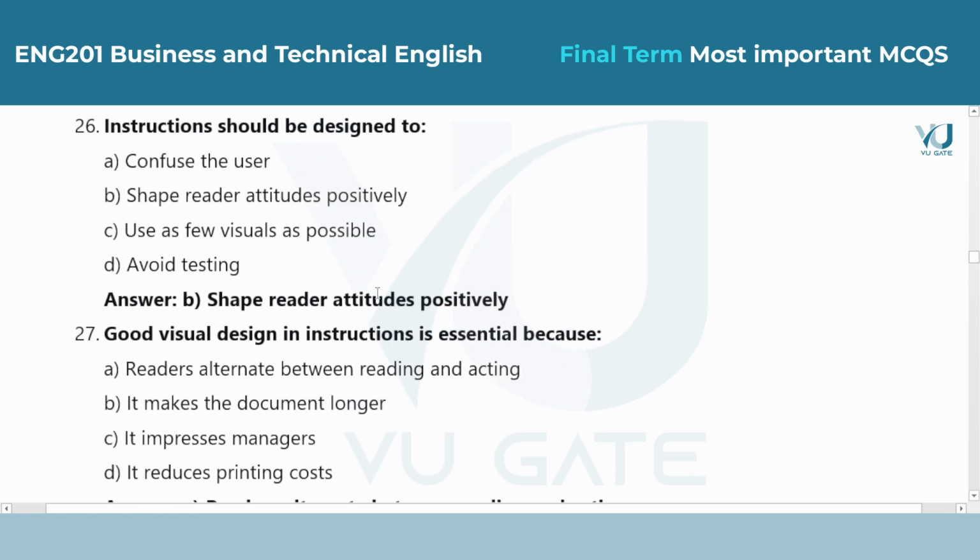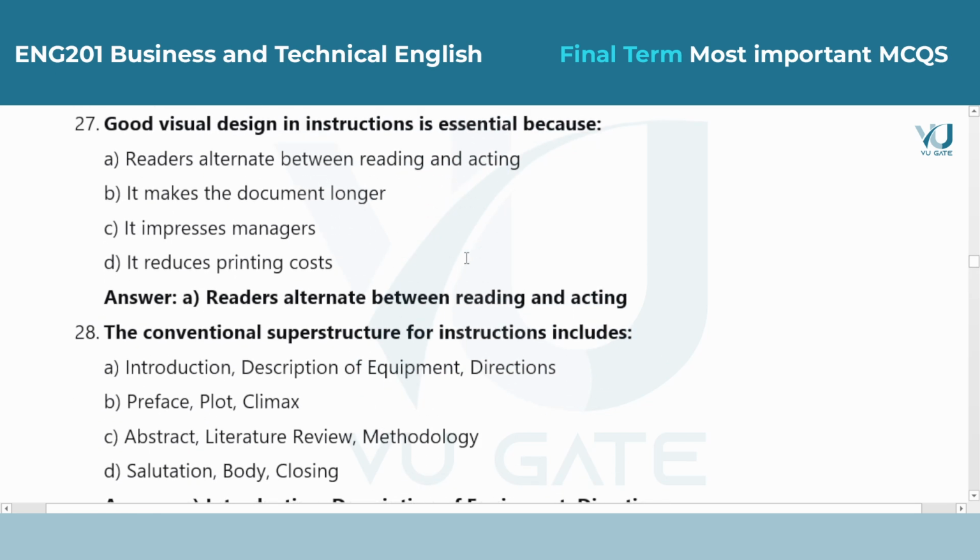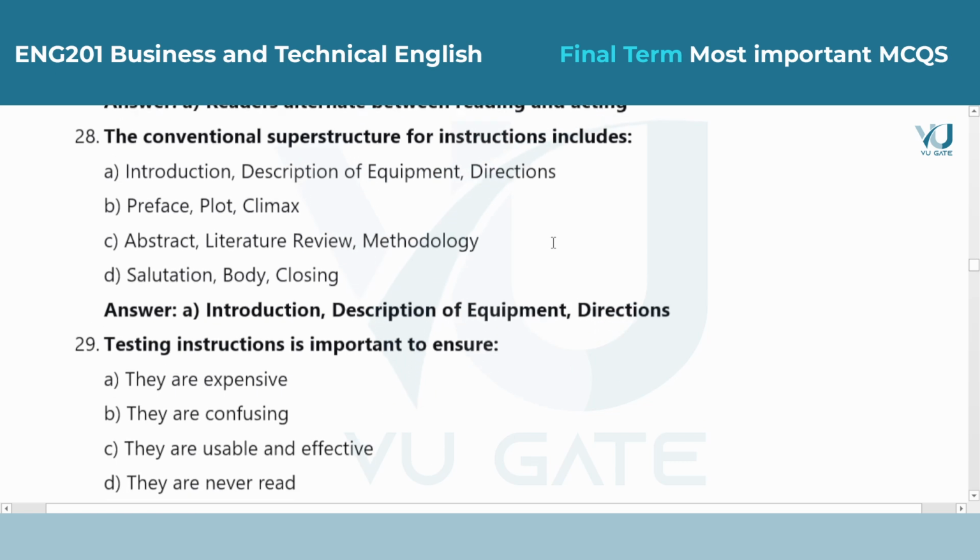26. Question. Instructions should be designed to answer. B. Shape reader attitudes positively. Concept. Well-designed instructions build user confidence and reduce frustration, leading to a better product experience. 27. Question. Good visual design and instructions is essential because answer. A. Readers alternate between reading and acting. Concept. Users usually read one step, perform it, and then look back. Clear visuals make this transition seamless.